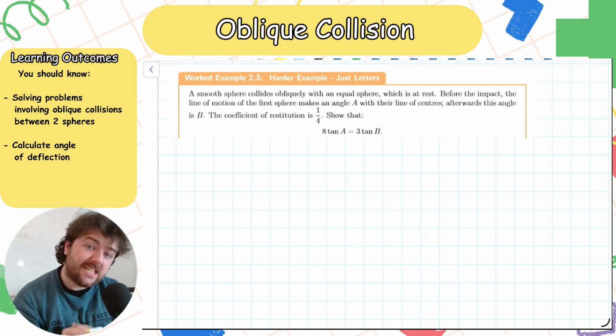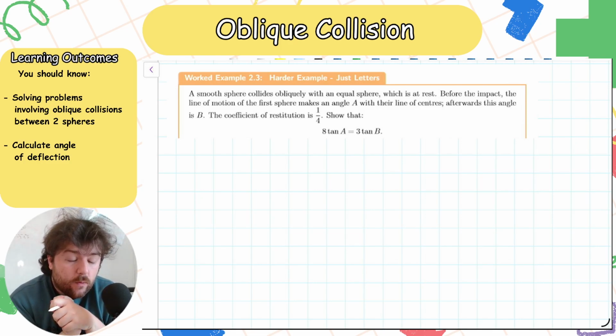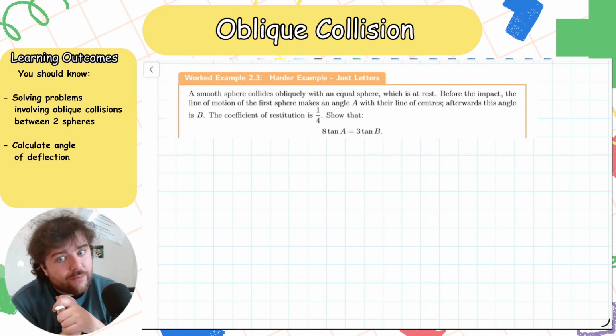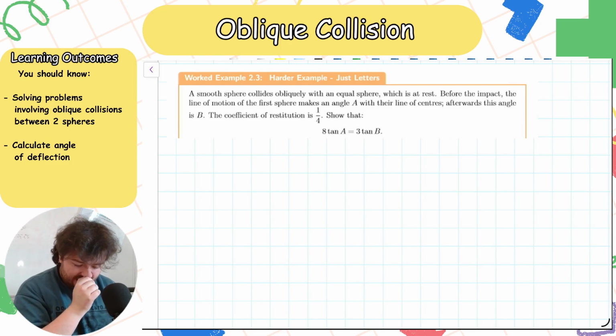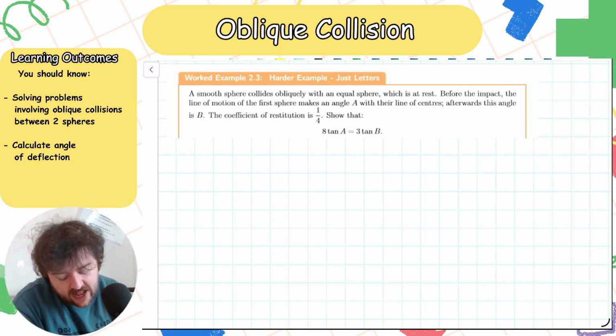Hello everybody. In this video, we're looking at a harder example of oblique collisions. Like the direct collisions ones we did, the harder examples have no numbers, just letters. A smooth sphere collides obliquely with an equal sphere which is at rest. Before the impact, the line of motion of the first sphere makes an angle A with their line of centres. Afterwards, this angle is B. The coefficient of restitution is a quarter. Show that 8 tan A is equal to 3 tan B.